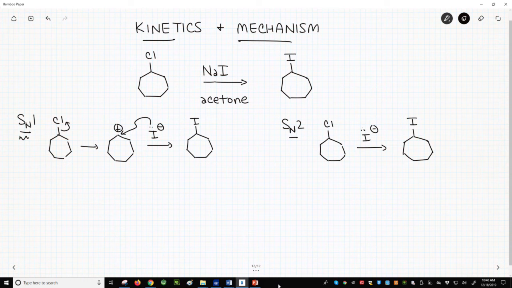In the SN2, the iodide just attacks and displaces the chloride. Iodide is not one of the typical great nucleophiles, but iodide is certainly a large polarizable ion to help with nucleophilicity.